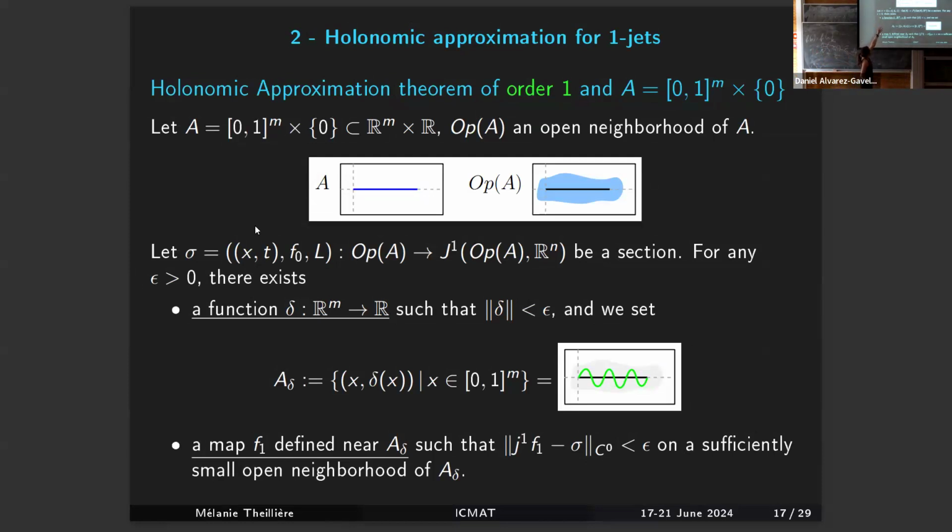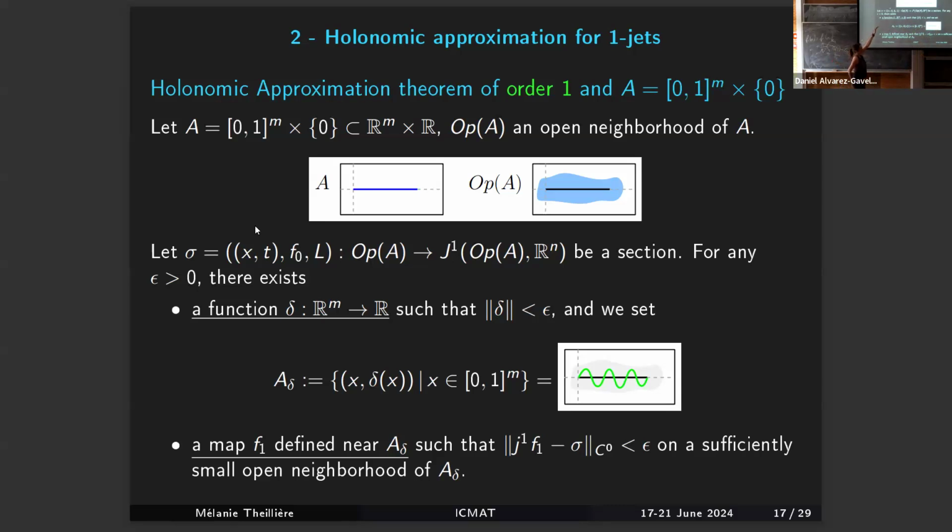So let A, just here for the sake of clarity, A equal a little segment in R2, and we consider an open neighborhood of A, and we take sigma. We just live in the jet space and define sigma over an open neighborhood of A. And holonomic approximation says there exists a way to deform A inside the open neighborhood of A. So we see we deform, in green, A inside the open neighborhood.